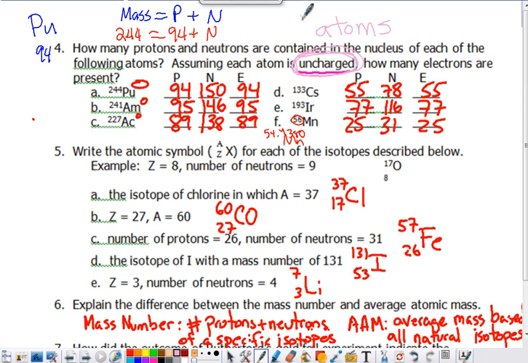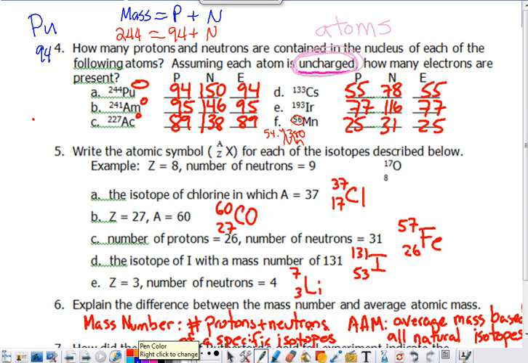Atoms are neutral. What do we call them once they've gained or lost electrons? Once they're charged, they're no longer atoms. They're called ions, right? You keep your eye on the electrons. Once the electrons have changed, they'll be called ions. But these have not changed, so they're atoms.